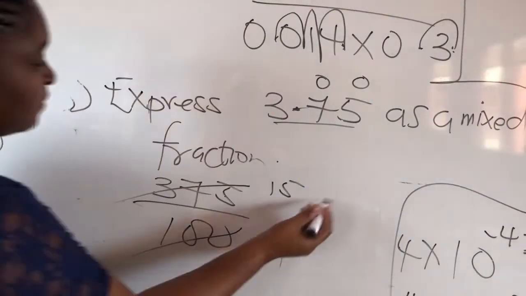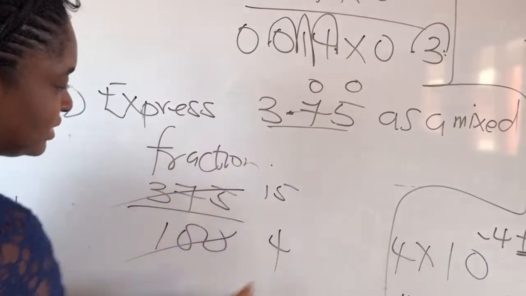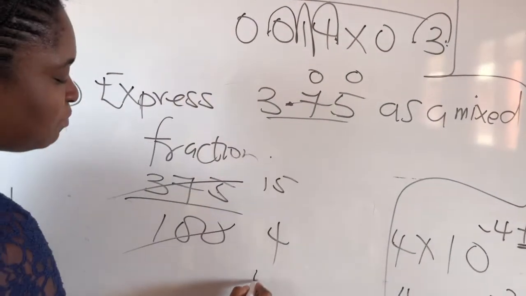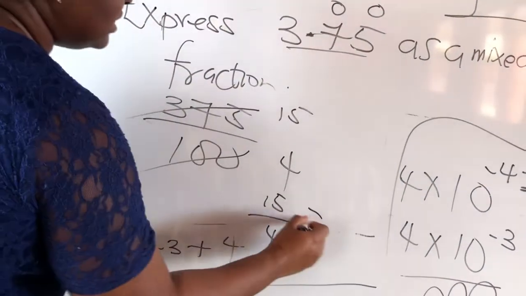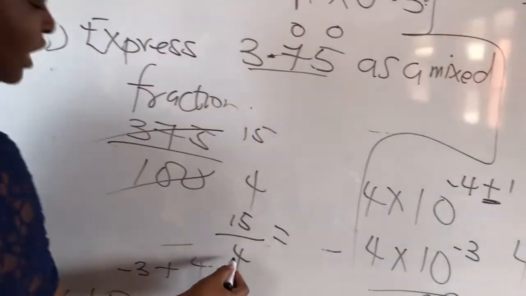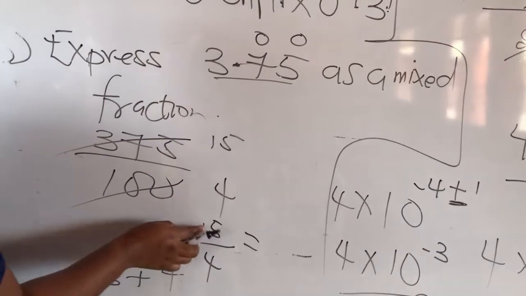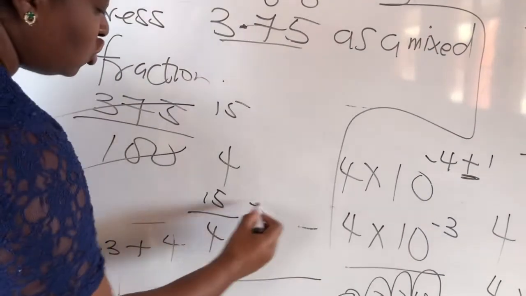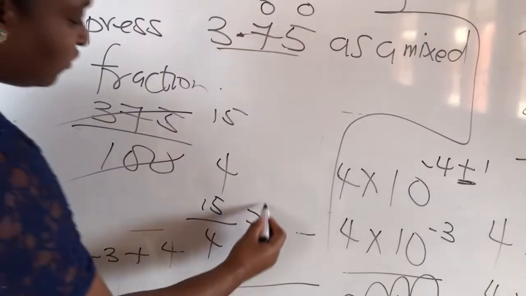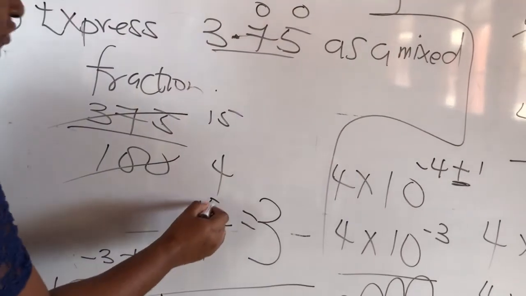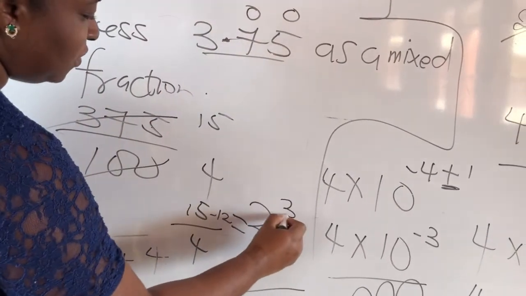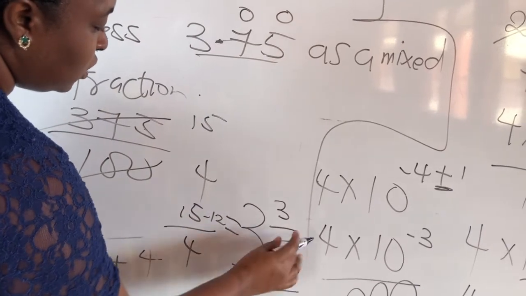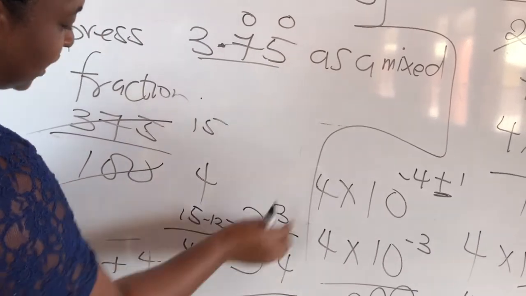Now when you get here, there's no number that can cancel 15 and cancel 4. So don't leave your answer as an improper fraction. This is an improper fraction. Always leave your answers in what? Mixed fraction. So the multiple of 4 closest to 15 is 12. So what number times 4 will give you 12? It is 3. Then you have what? 15 minus 12, leaving us with what? 3. So you bring your 3 here and your 4. So your answer is 3 whole number, 3 over 4.